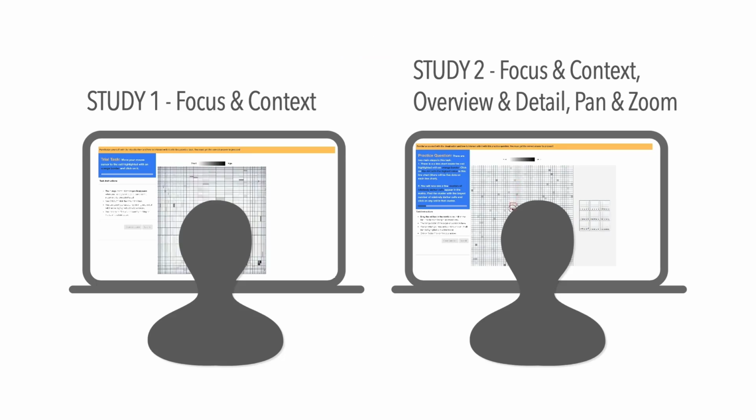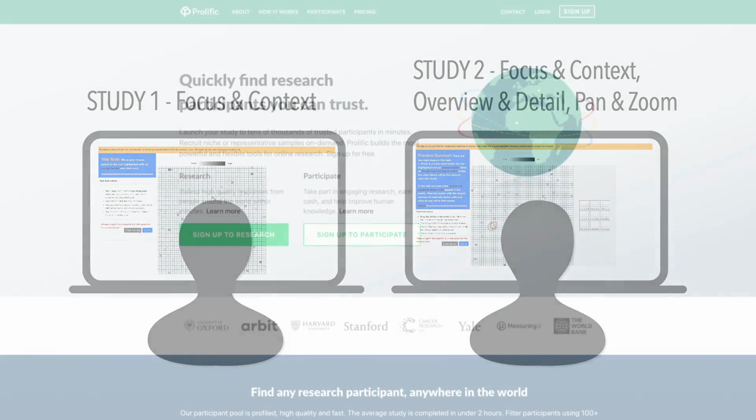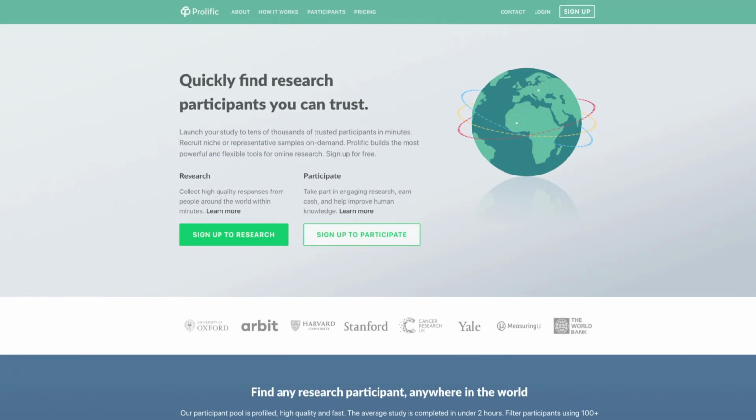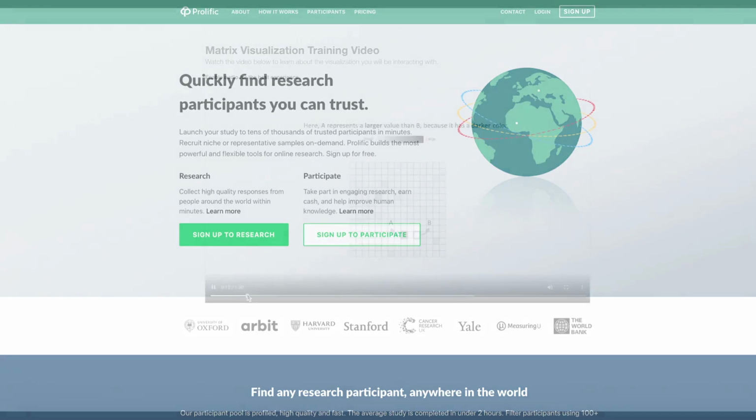We conducted 2 crowdsourced user studies to compare the effectiveness of different interaction techniques for MMVs. We used time series as the multivariate detail for our study, since it is widely used and has not been studied before. To run both studies, we use a crowdsourcing platform called Prolific, on which we recruited 93 participants, 48 for the first study and 45 for the second.